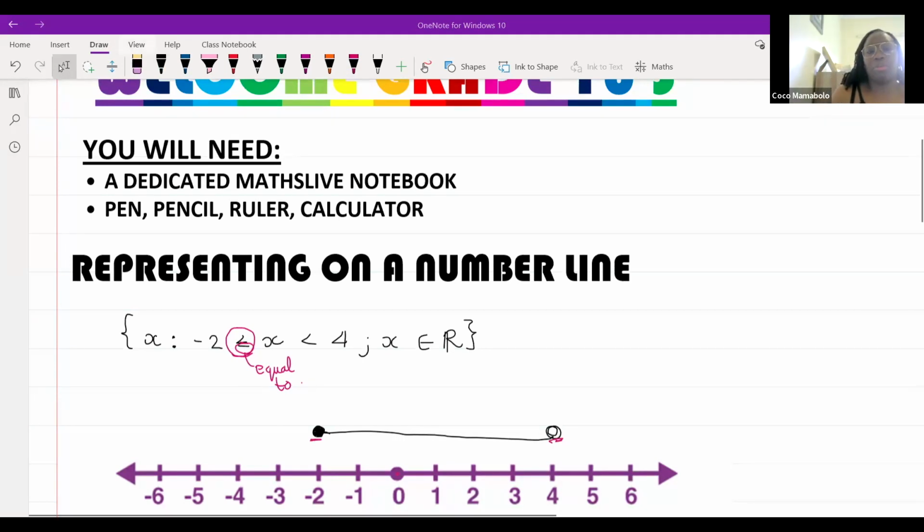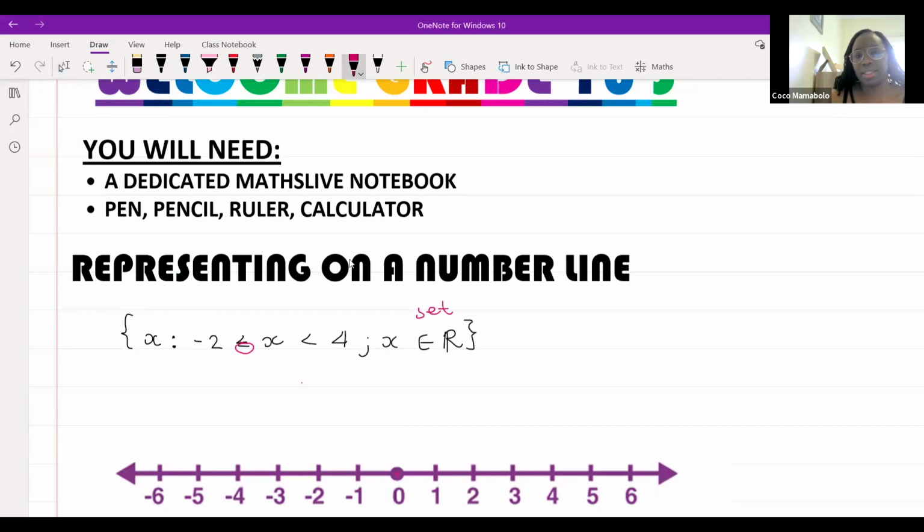All right. Now, remember, guys, this is set builder notation. This is what we call set builder notation. And then we learned about a different kind of notation called interval notation. And interval notation uses certain kinds of brackets. Does anybody remember what kind of brackets we use for interval notation?